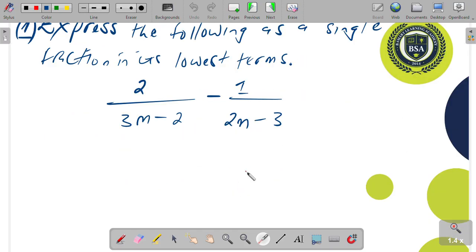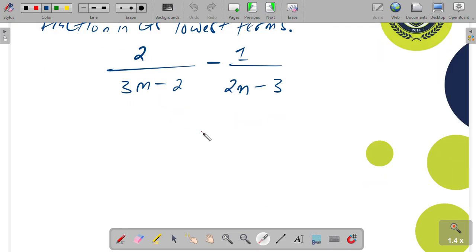Before you answer this question, you must understand that you need to find the lowest common multiple, or rather the lowest common denominator, which is the same denominator, and then we're going to expand. After expanding, we're going to simplify. So get your pen and let's get started.